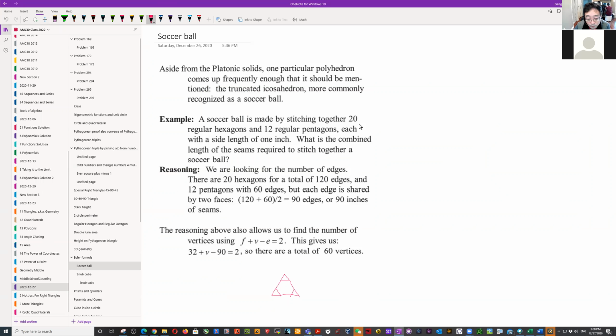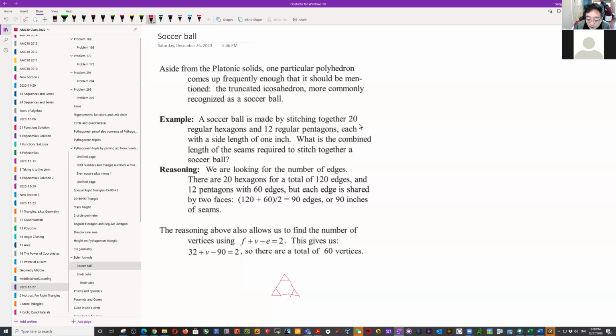A soccer ball is a fairly popular shape, and it's created by stitching together 20 regular hexagons and 12 regular pentagons, each with a side length of 1 inch. What is the combined edge length of the seams required to stitch together a soccer ball? So this one is actually not very difficult.